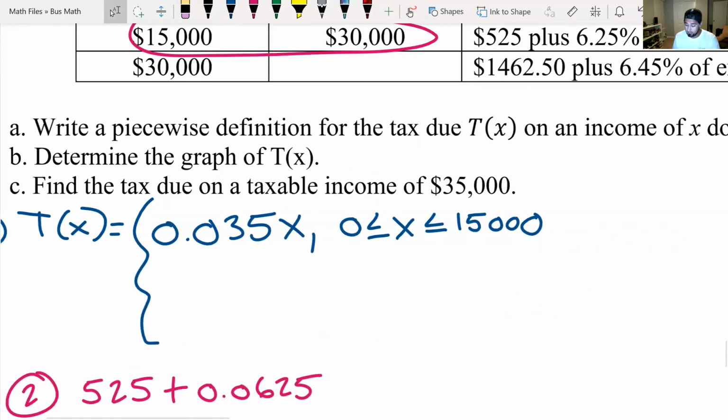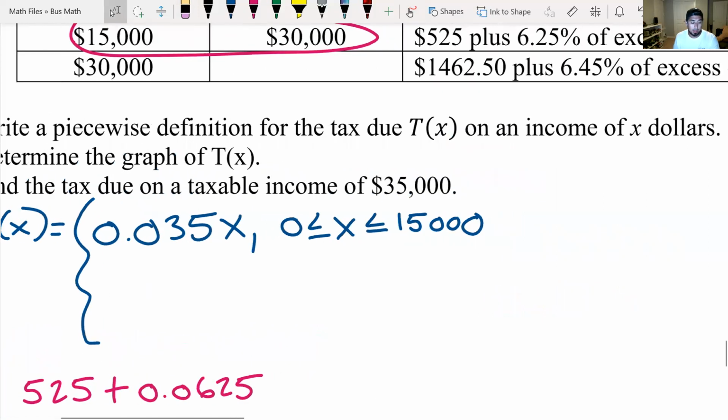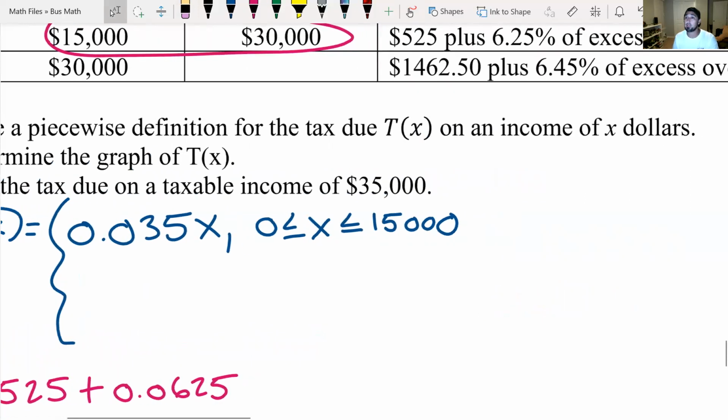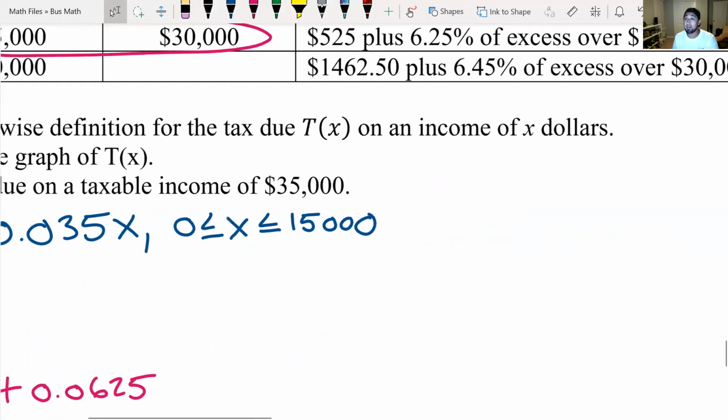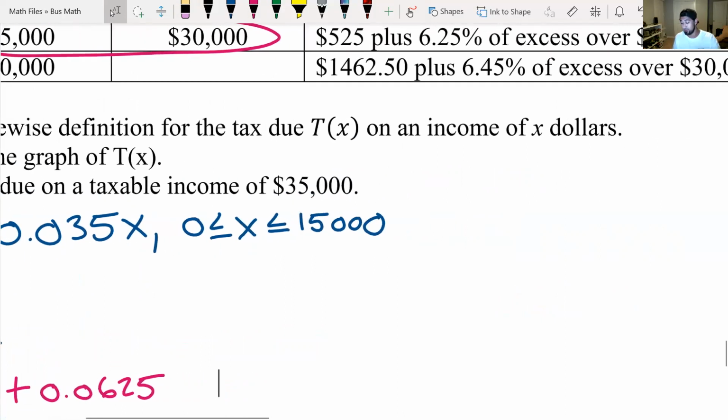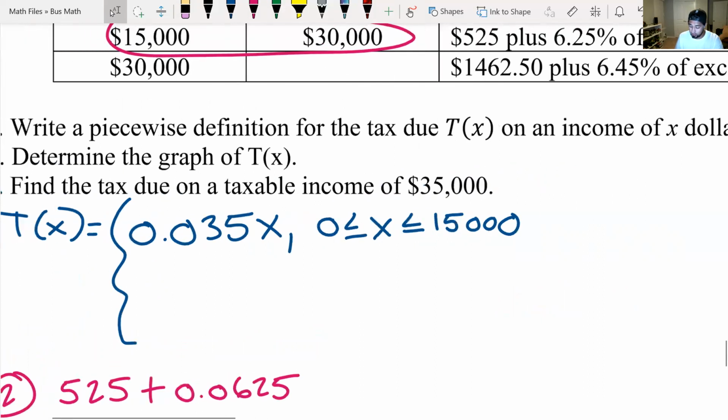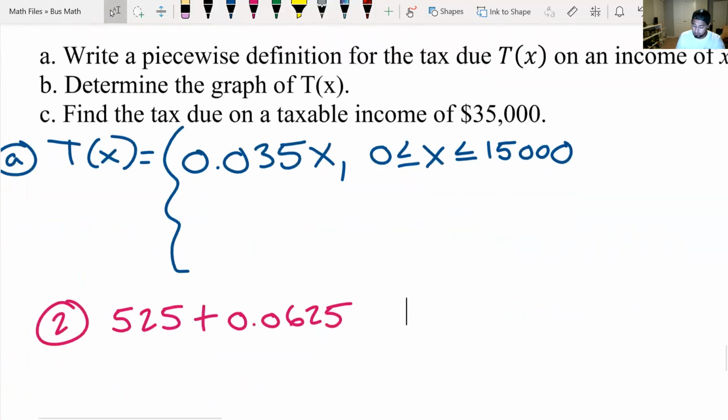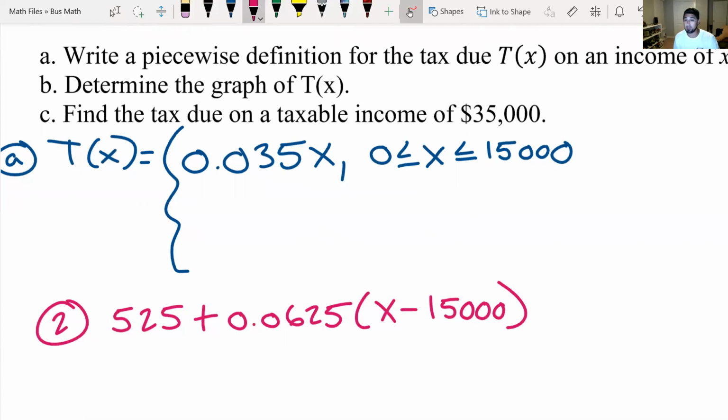All right. So it says 525 plus 6.25% of excess over $15,000. So what we're going to do is have 0.0625 times x minus 15,000. So that represents any amount of money over 15,000.